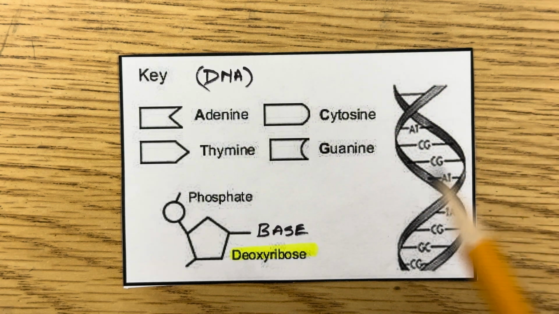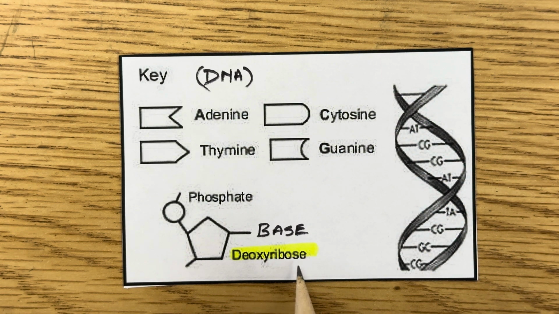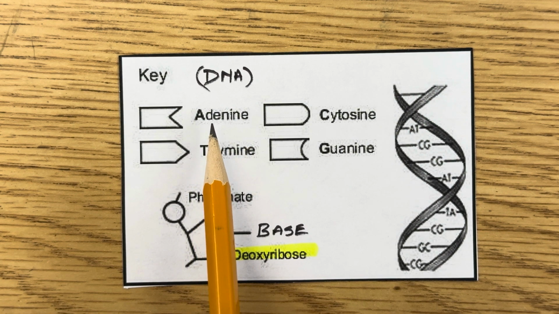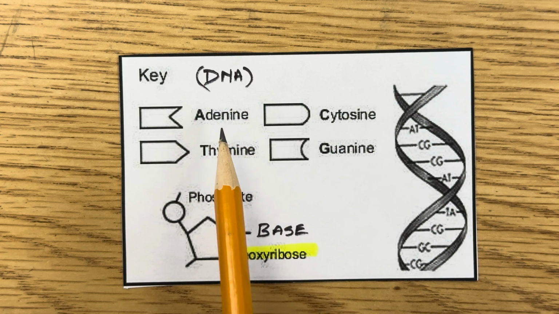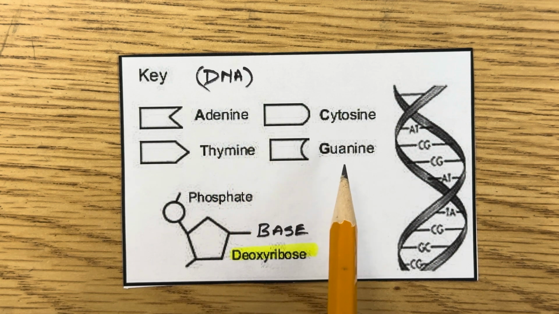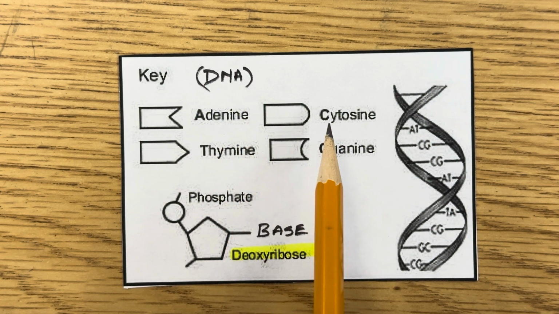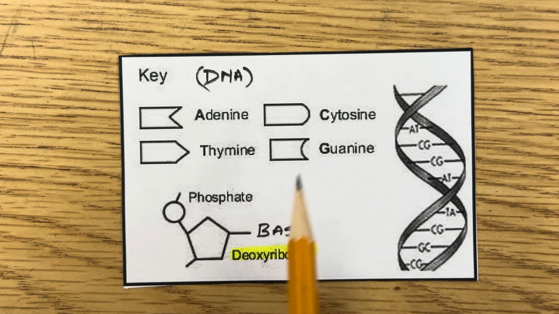Number two, it contains the sugar deoxyribose. We know it's a sugar because it ends in OSE, like glucose, fructose, etc. So deoxyribose is a ribose sugar that's missing an oxygen. So that's the second important characteristic about DNA. The third one is DNA is made up of four different what we call bases: adenine, cytosine, thymine, and guanine. A's, C's, T's, and G's.